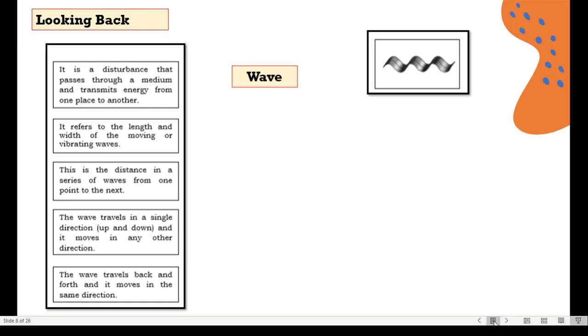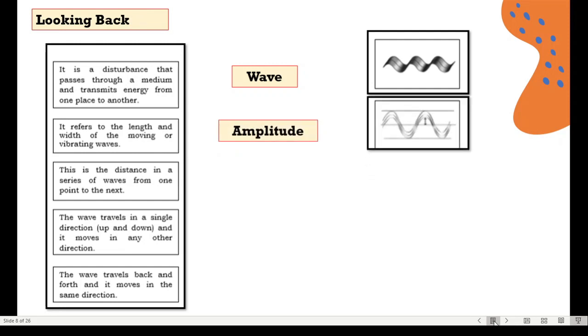Next, it refers to the length and width of the moving or vibrating waves. So this is amplitude. This is the drawing. It has width and height. Do you see the arrow? From the middle line of the drawing, it measures the length and the height, at the part of the arrow. So, that's amplitude.